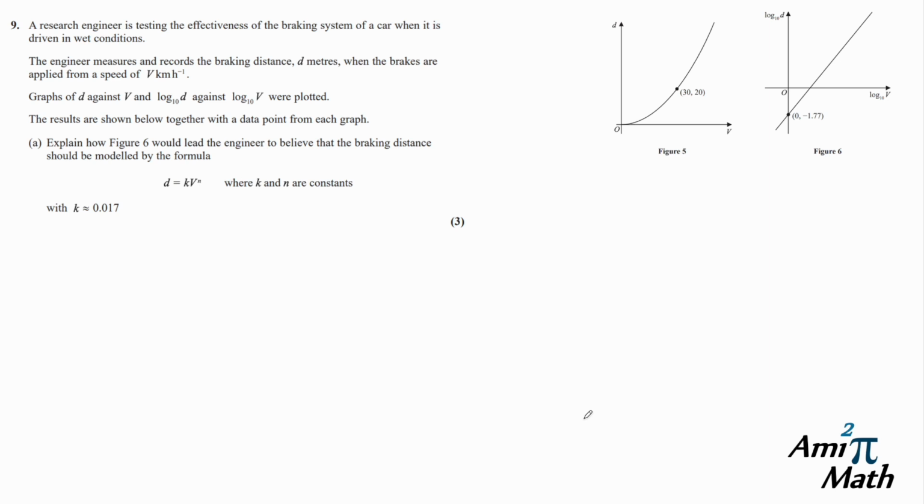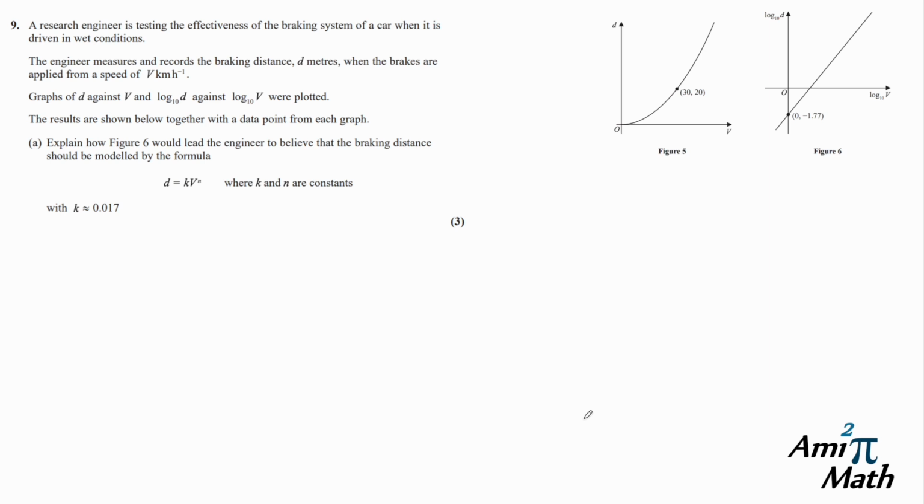A research engineer is testing the effectiveness of the braking system of a car when it is driven in wet conditions. The engineer measures and records the braking distance d meters when the brakes are applied from a speed of v kilometers per hour. Graphs of d against v and log 10 d against log 10 v were plotted. The results are shown below together with a data point from each graph. Explain how figure 6 would lead the engineer to believe that the braking distance should be modelled by the formula d equals k v to the power of n, where k and n are constants, with k approximately equal to 0.017.